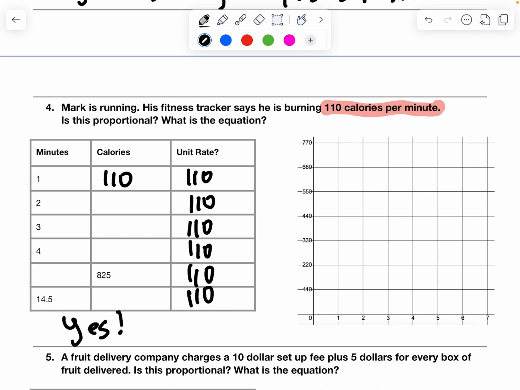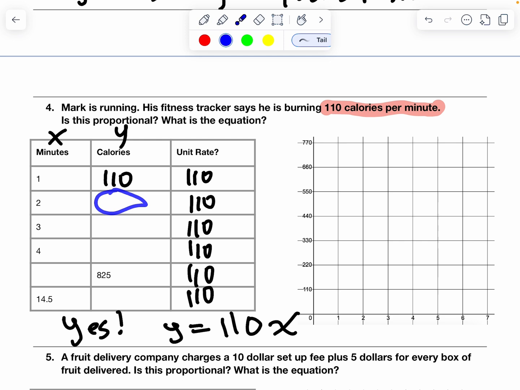The next thing is the equation, y equals 110x. So what we do to find out y, calories, I'm going to take this 2 and plug it in for x. So I'm going to take 110 times 2, which is 220. 3 times 110 is 330. 4 times 110 is 440. Now, these last two, I'm going to have to use my calculator. Let's do the bottom example first.